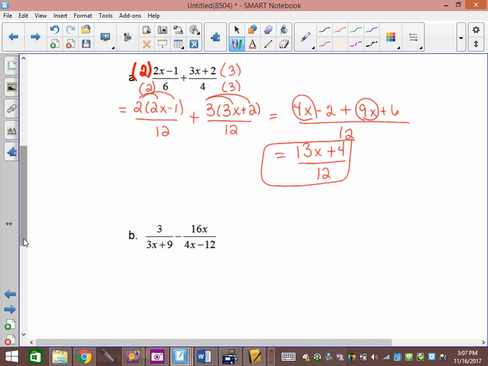So on the left denominator, I have 3x plus 9. I can take out a 3. And I'm left with x plus 3. Minus, on the right, I have 16x. I can take out a 4. And I'm left with x minus 3. Let's make this be plus, just for ease, before we go to a harder example. Let's pretend it's a 4x plus 12.